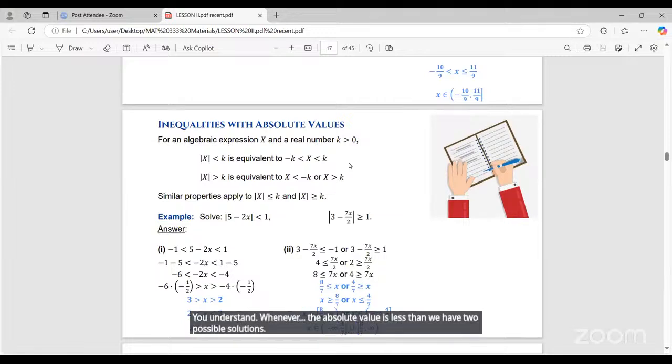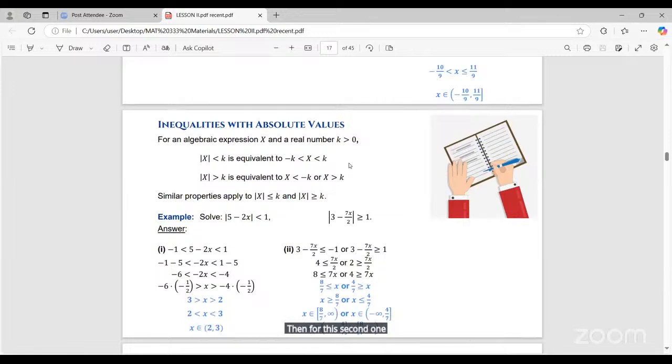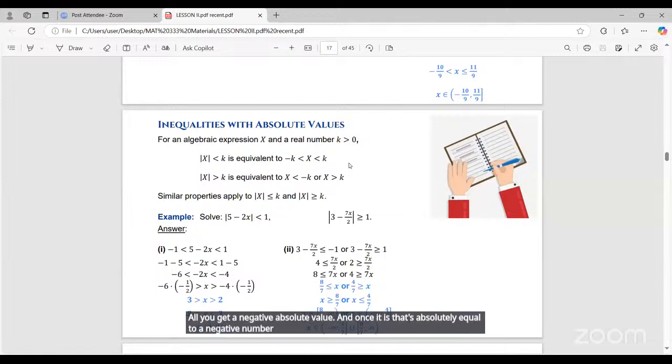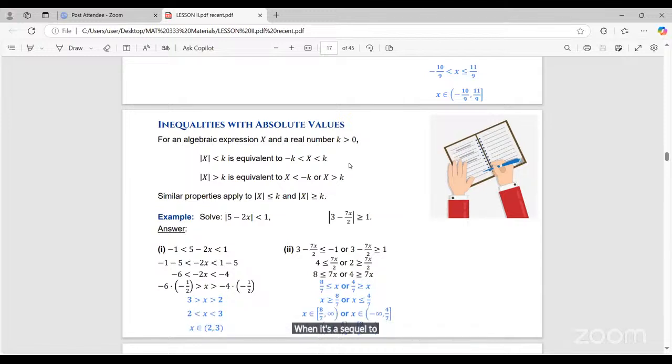Then for this second one, if it is greater, you either get 0 or you get a negative absolute value. And once that absolute value is equal to a negative number, then it has no solution. When it is equal to 0, it has just one solution. Don't you get it?